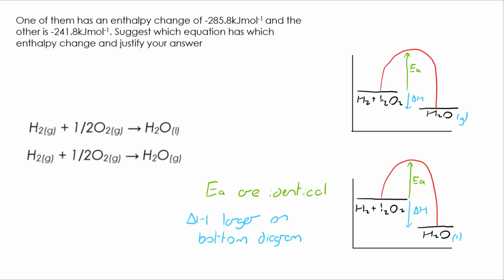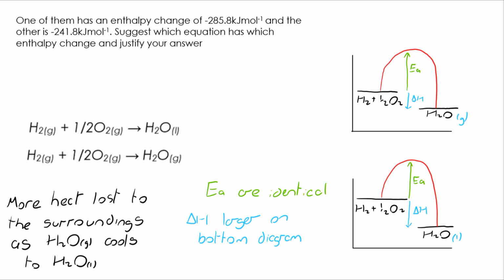And actually that helps us to see that the bottom one is representing H2O as a liquid and the top one is representing H2O as a gas. Key question here is why? Well, to get from H2O gas to H2O liquid, for it to cool, that means heat energy is being lost to the surroundings. So you would expect more heat to be lost to the surroundings when you're making H2O liquid compared to when you're making H2O gas.